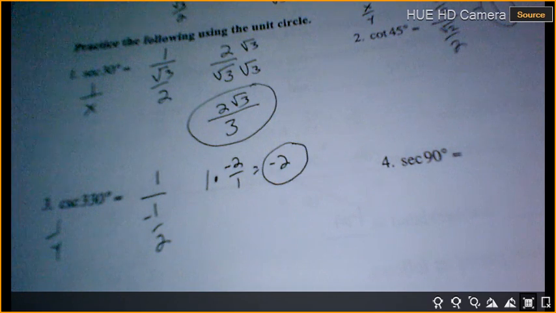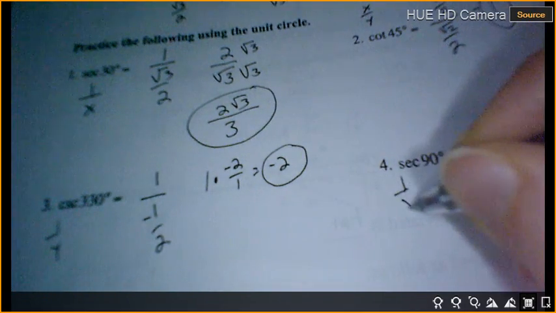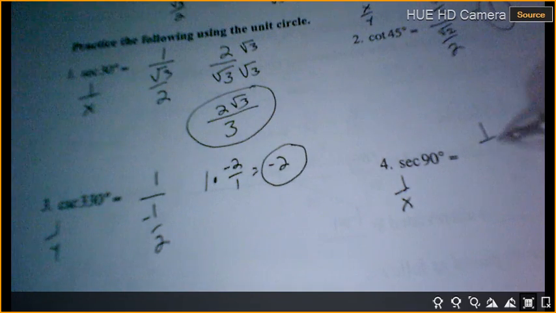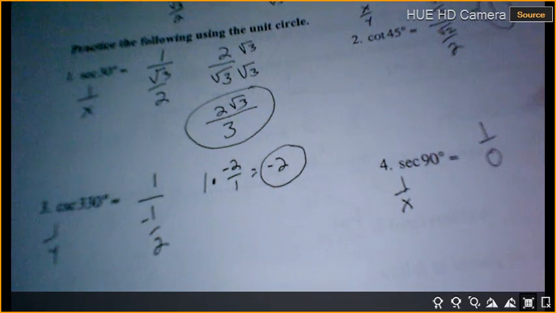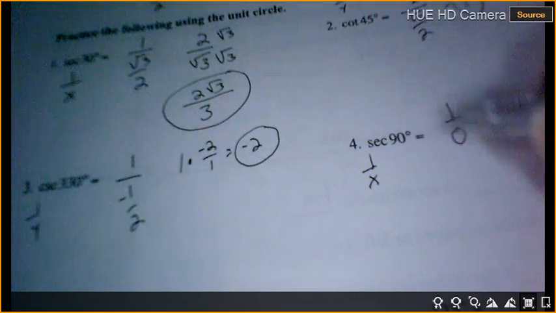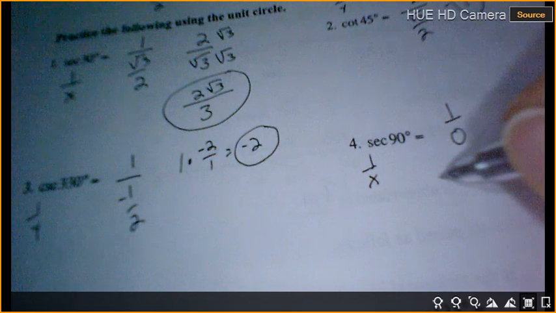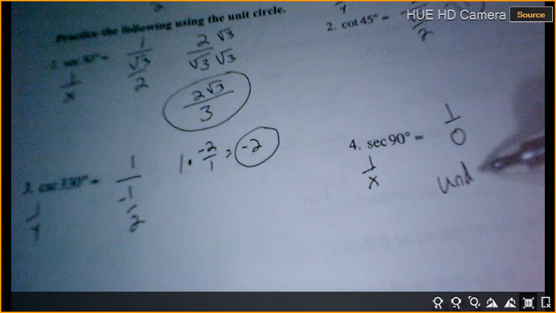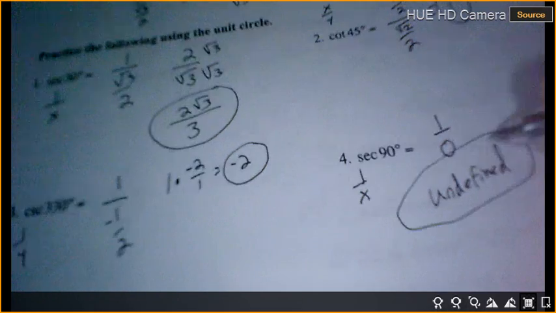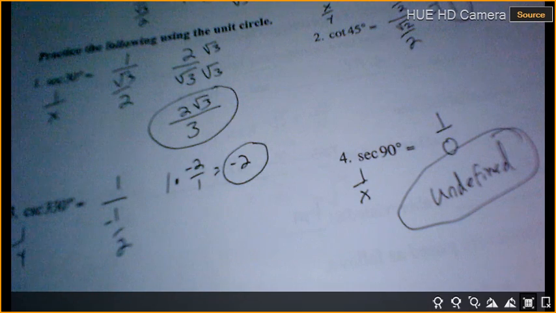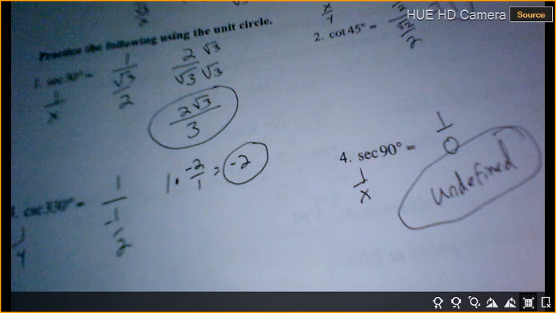Now we have another secant. Secant is 1 over x, okay? So 1 over the x value at 90 is 0. 1 over 0 gives us what? Undefined. We can't divide by 0. Can't divide by 0. How are we doing? We feeling okay about this? Not really? Okay.